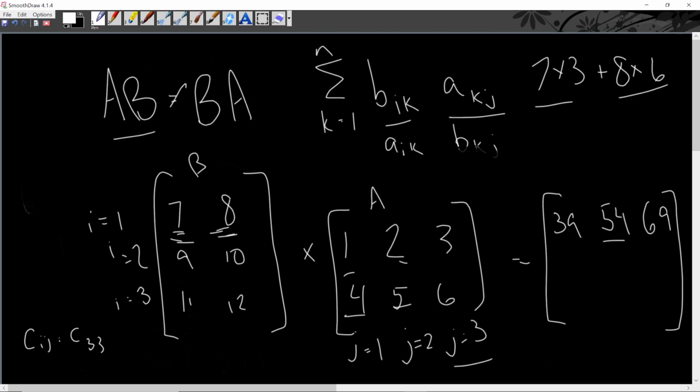And then we have the ith row of 2, so I equals 2, and the jth column of 1, so 1 and 4. So we're going to have to do 9 times 1 and 10 times 4.